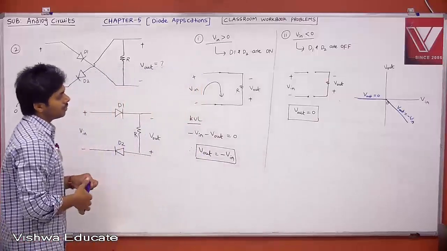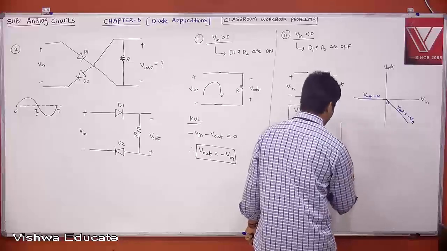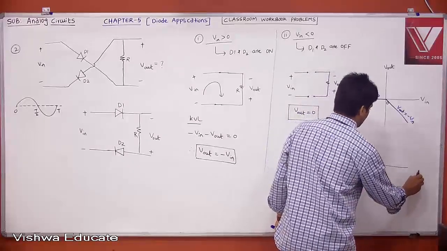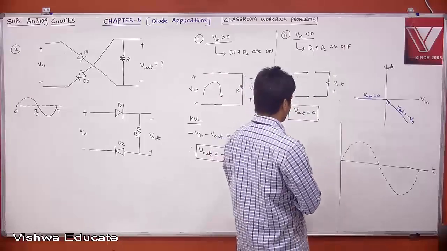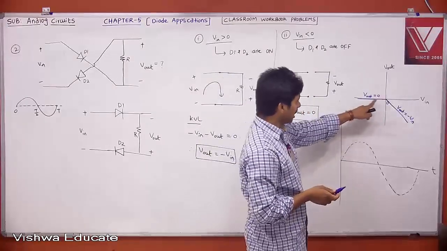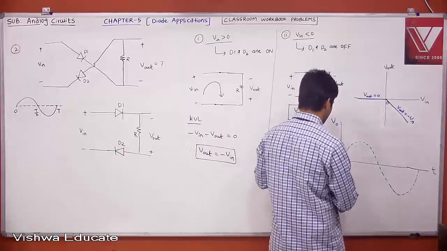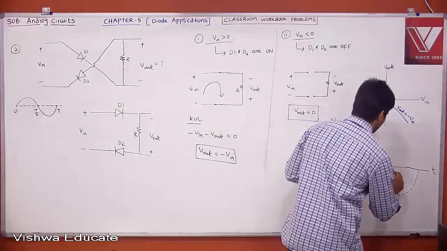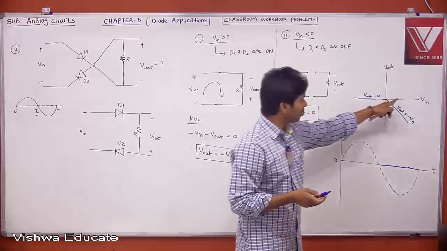Okay. Now, with respect to that, if you plot the response to the actual input, what is your actual input? Your actual input is a sine wave. Now tell me, what is your output? When V in is less than 0, for the negative value, your output is 0.